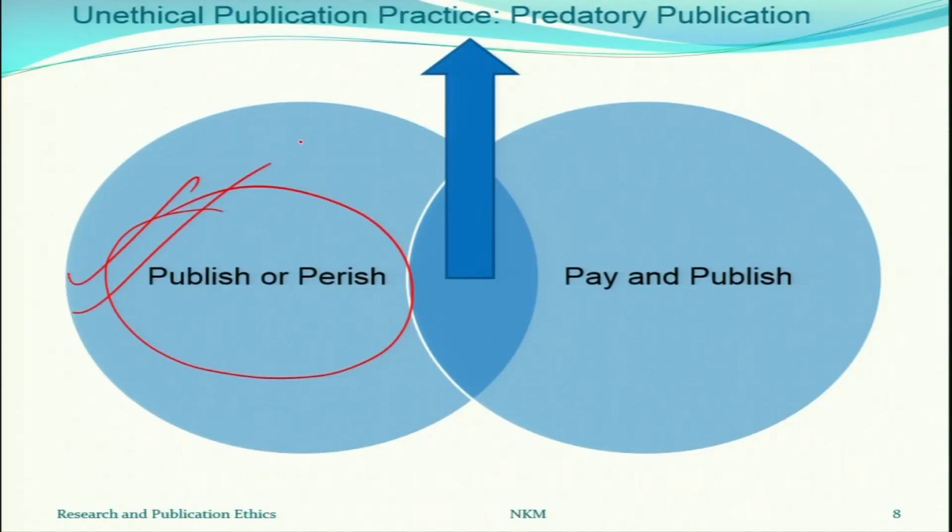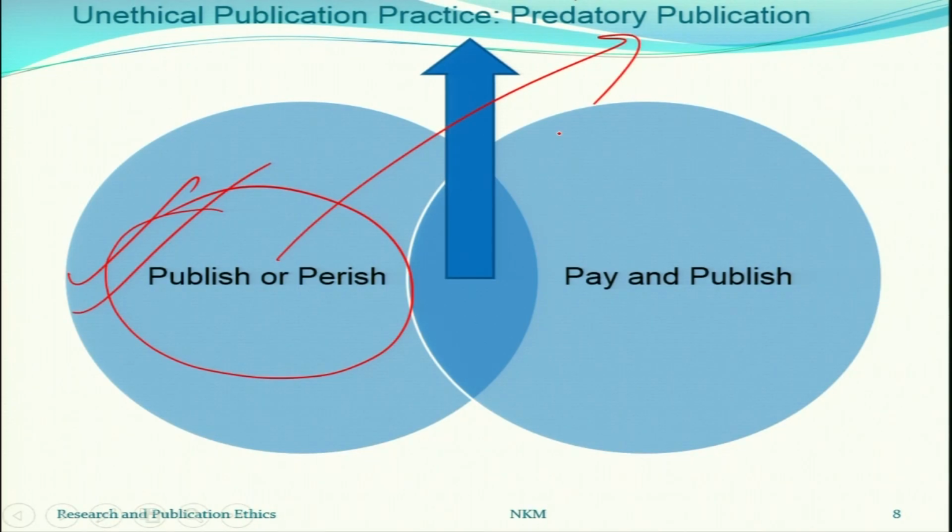So of course this publish or perish is one of the major causes responsible for giving rise to predatory publishers. It gives rise to these predatory publishers. So we have to understand this point.